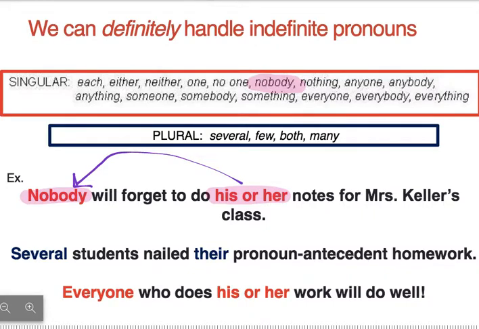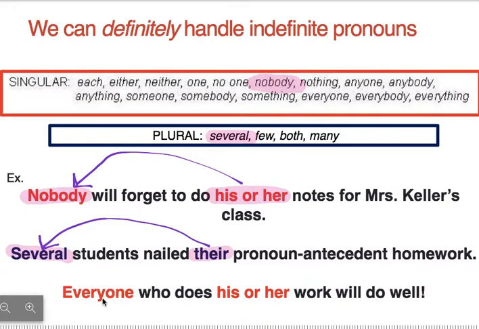So, several students nailed their pronoun antecedent homework. Several. Well, that's plural, because that's talking about a bunch of people, a bunch of students. So that means that we're going to need a plural pronoun. So the pronoun their agrees, because it is plural. It's talking about multiple people. And it agrees in gender because there could be any gender and several could be any gender, so it works fine. So this pronoun their agrees with its antecedent several.